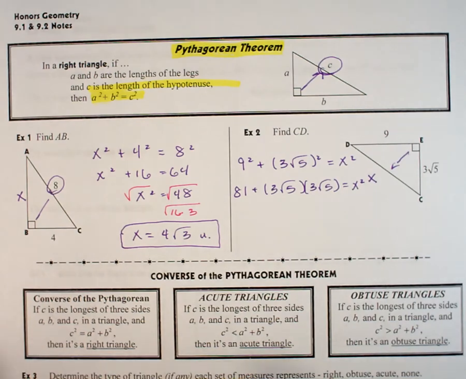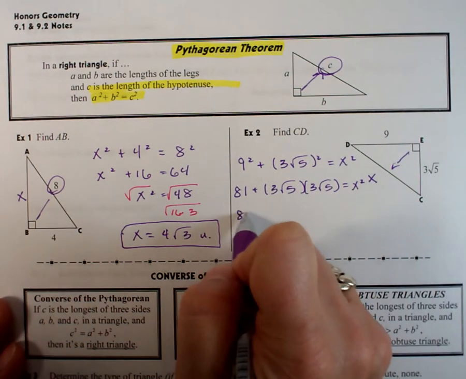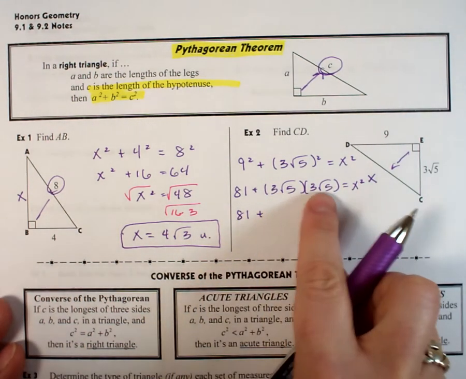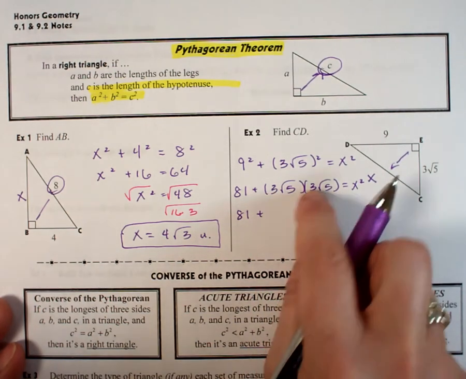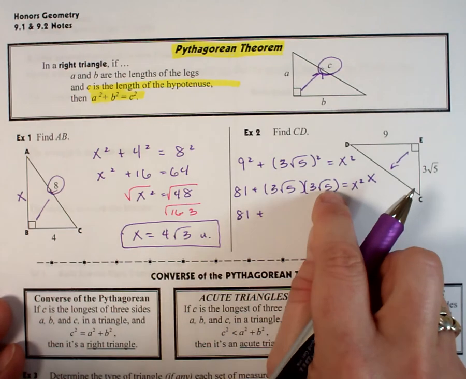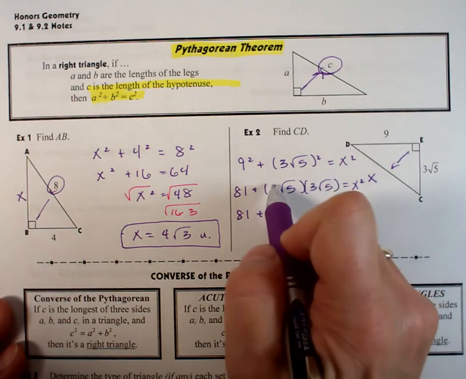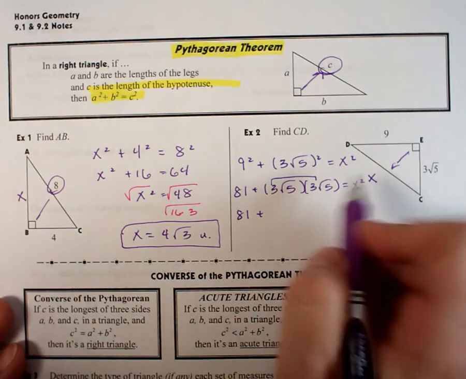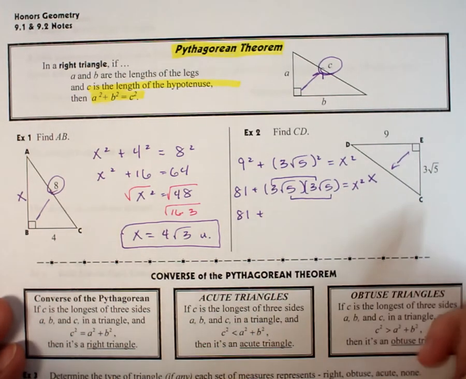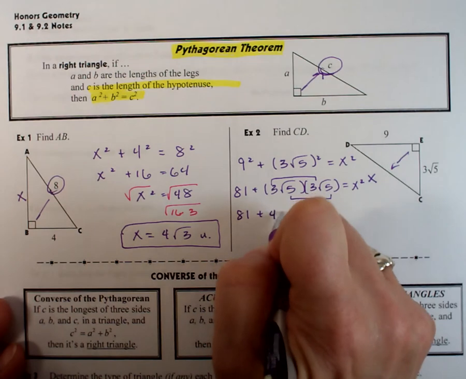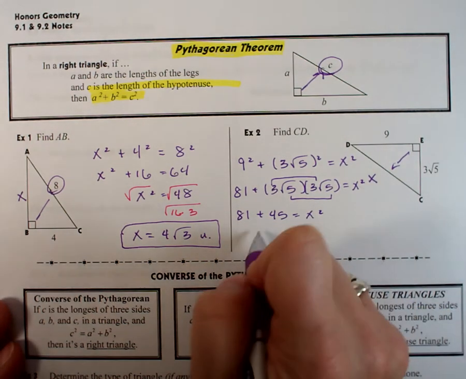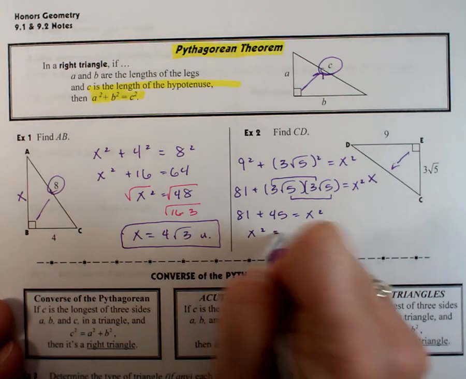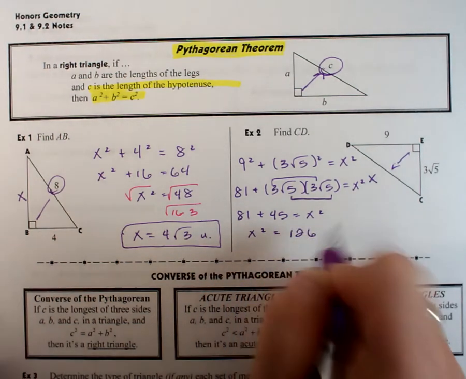Now this is important because I'll still have my 81, but when I multiply these together, 3 times 3 is going to be 9, but square root of 5 times square root of 5 is 5. So I really have a 9 from the 3 times 3 and a 5 from the square root of 5 times square root of 5, or 45. It's going to make a huge difference in our answer. So we now get x squared equals 126.